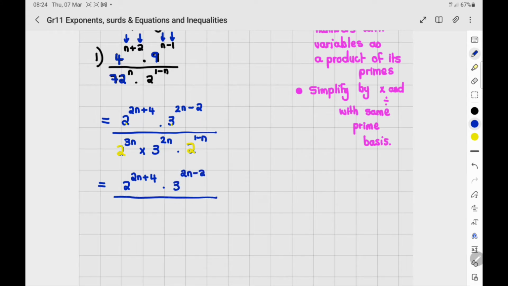And at the bottom, I'm going to take the 2 to the power 3n. If you want to do it on the side, you can. It's 3n plus 1 minus n. That plus won't really affect my signs, but I'm just going to do it in any case. And 3n minus n is 2n plus 1. So it's going to be 2 to the power 2n plus 1 times 3 to the power of 2.